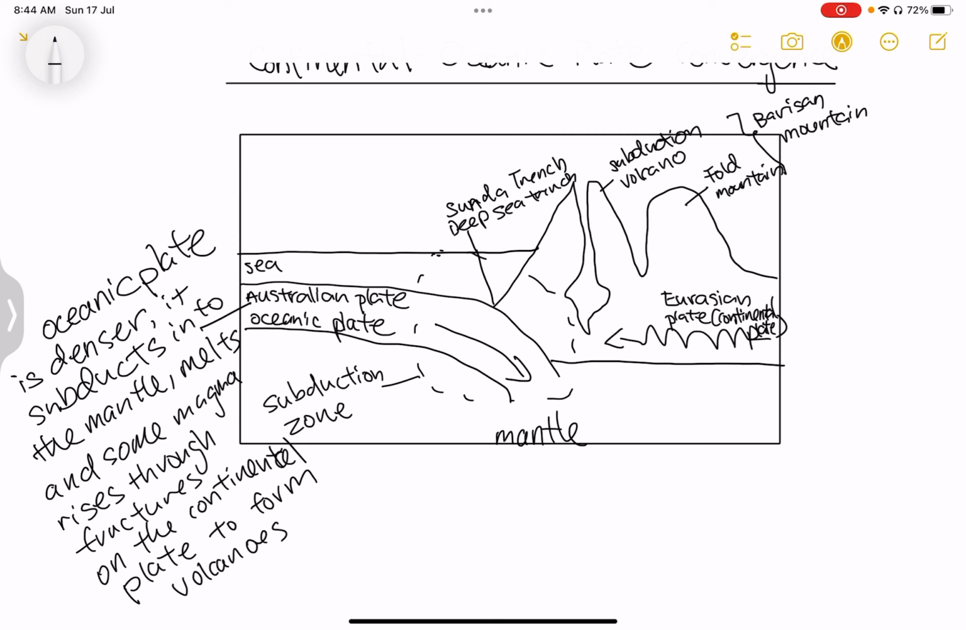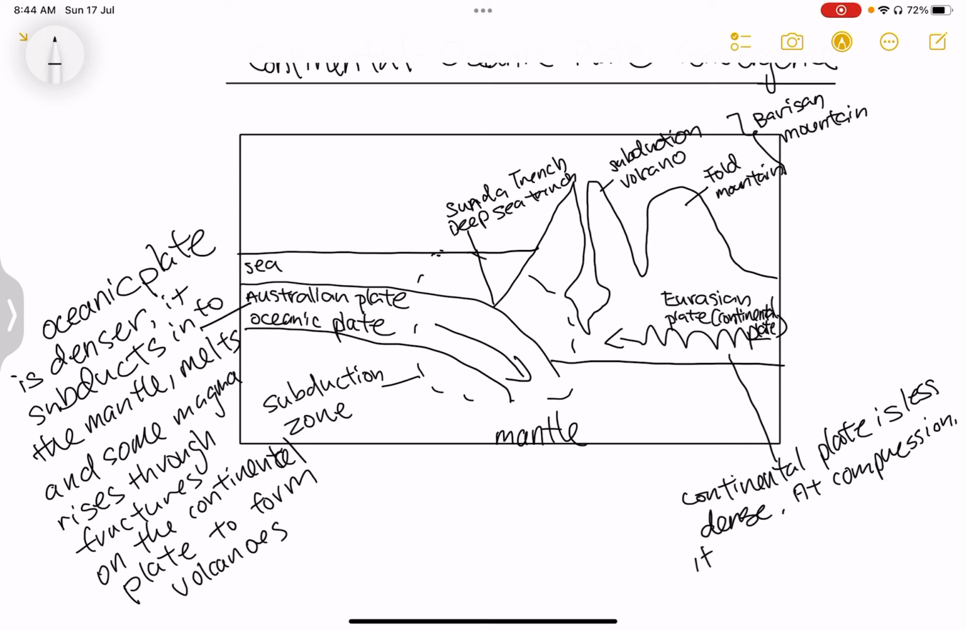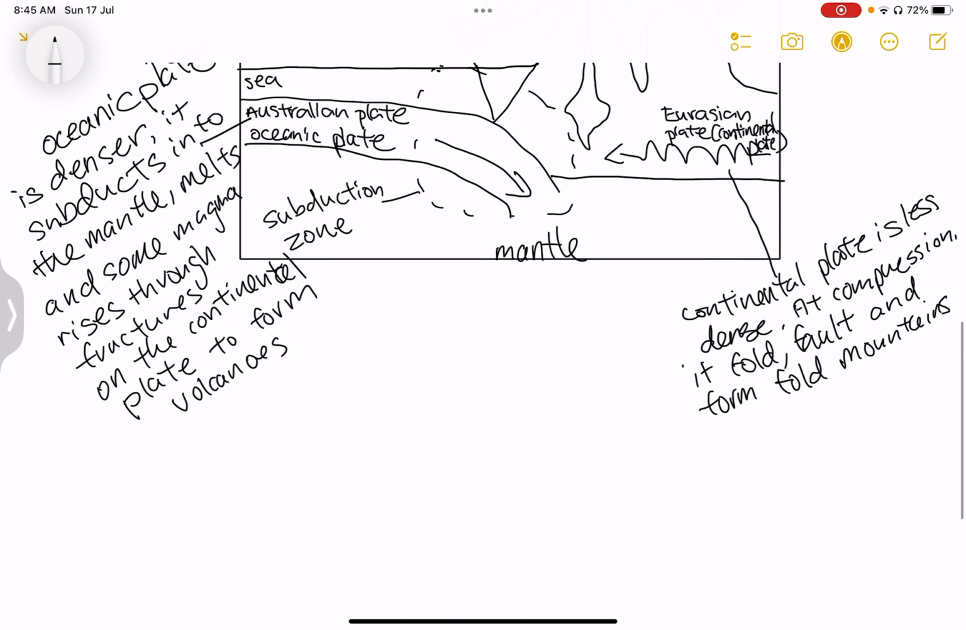Next, I will of course need to talk about your Eurasian plate. What happens to the Eurasian plate over here? So the key thing, what will happen to it? It will fold, fracture, and fault, and form fold mountains. And more importantly, or not forgetting, the other thing it will form is volcanoes. Okay, so that's it.